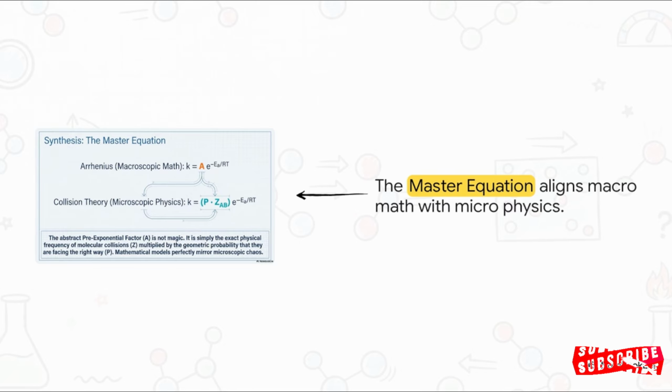But right below it, look at collision theory, our microscopic physics. It reveals that the abstract A isn't magic at all. It is literally precisely equal to P times Z. It's just the physical geometric probability of facing the right way, that's P, multiplied by the sheer frequency of molecular collisions happening every second, which is Z.